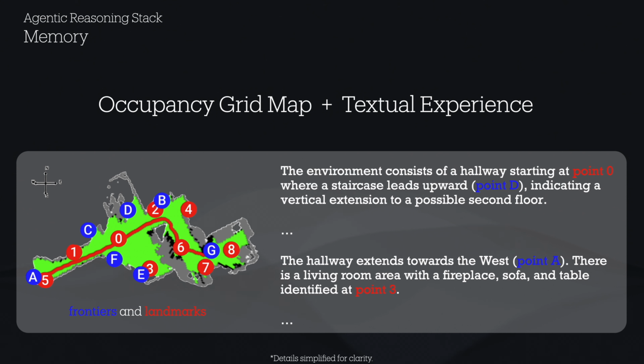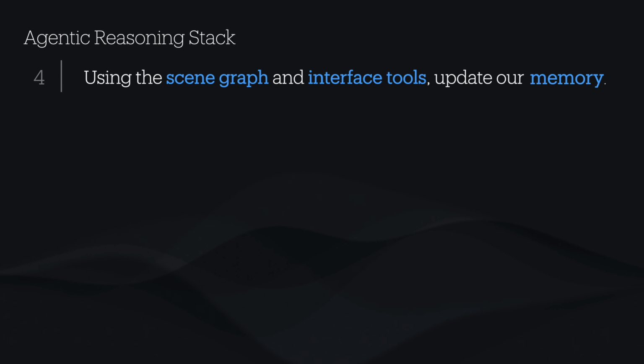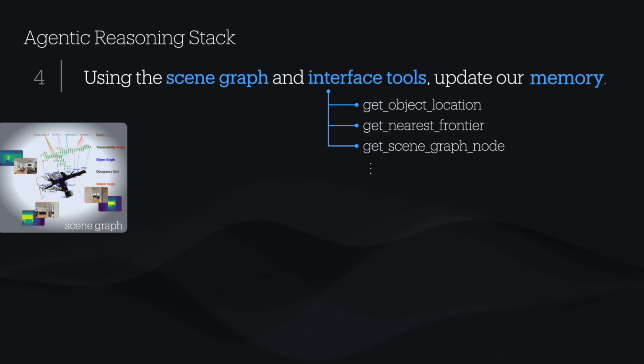And in this context, we can see that the environment consists of a hallway at point 0, which we see on the right, which might extend upwards at point D, and so on. Another example is the hallway can extend to a certain location, and there are objects like fireplace, sofa, and table, and so on. All right, so going back. So scene graph, interface tools, which I've given out in functional form here. So things such as get object location for a specific object, get nearest frontier, get scene graph node, and so on, which consists of our interface tools.